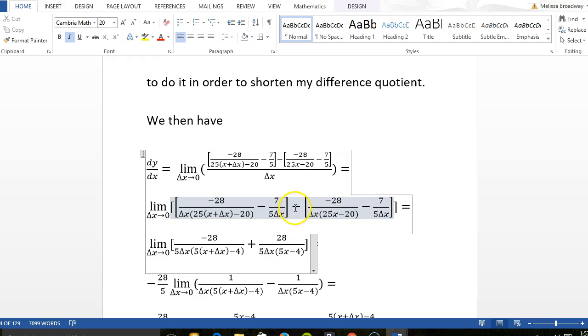So I have a minus sign here. Now this is start here, okay? Minus a negative is plus a positive, so it's plus 28 over this term right here. So the 25, the delta x, the 25x minus 20, and all that. So I have that, and right there. So there's that. And you know what? That 5 shouldn't be there, should it?